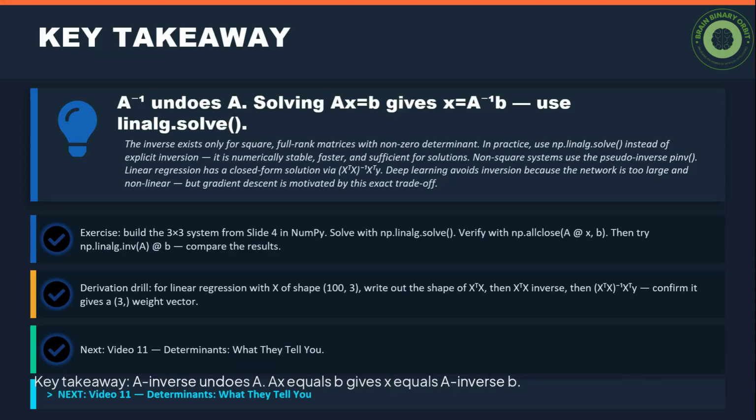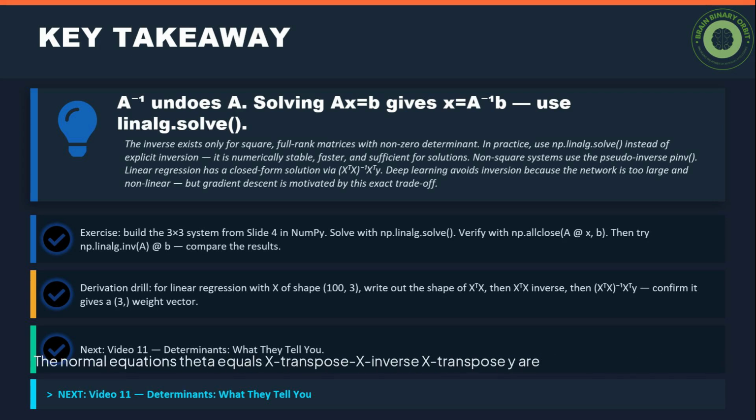Key takeaway: the inverse undoes A. A X equals B gives X equals A inverse B. Use np.linalg.solve in practice, not explicit inversion. The inverse exists only for square, full-rank matrices. Non-square systems use pinv. The normal equations theta equals X transpose X inverse X transpose y are linear regression in closed form. Gradient descent exists because deep networks are too large and nonlinear for direct inversion.